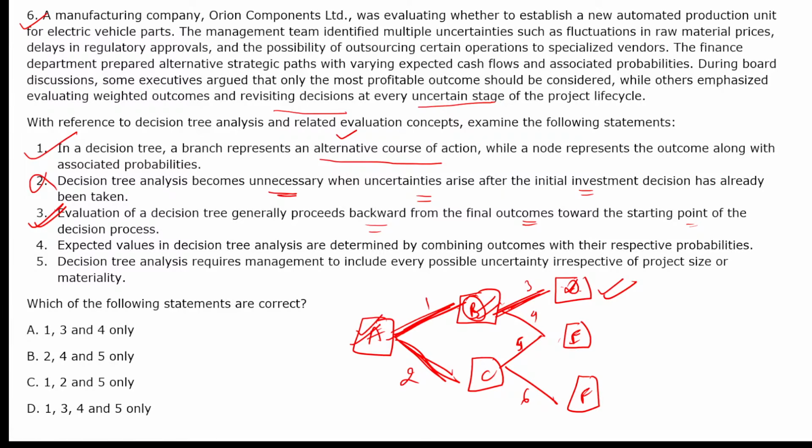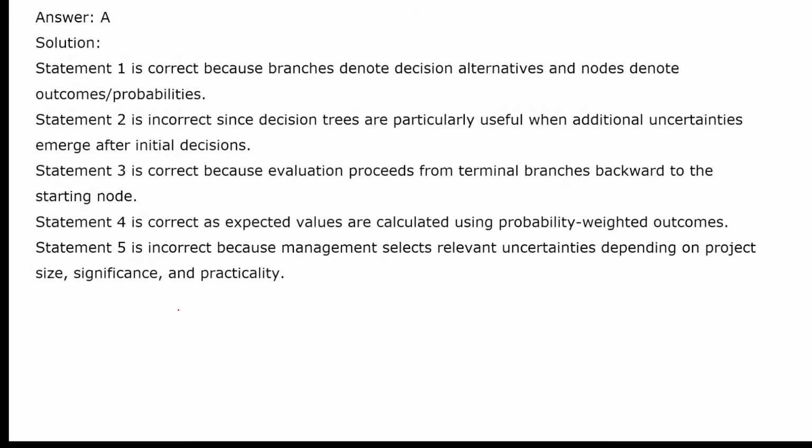Expected values in decision tree analysis are determined by combining outcomes with their respective probabilities. Do you think this is correct? Yes, correct, because each outcome has a probability, higher probability, lower probability. Next: decision tree analysis requires management to include every possible uncertainty, irrespective of project size and materiality. No, this is incorrect. It has to be taken into account. So 2 and 5 are incorrect. So A is the correct answer.